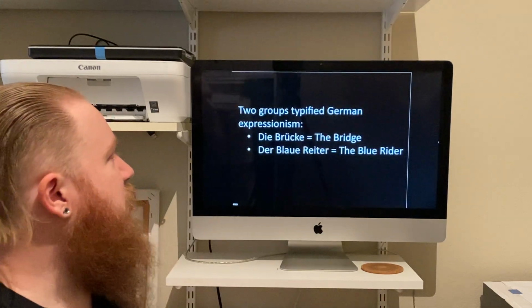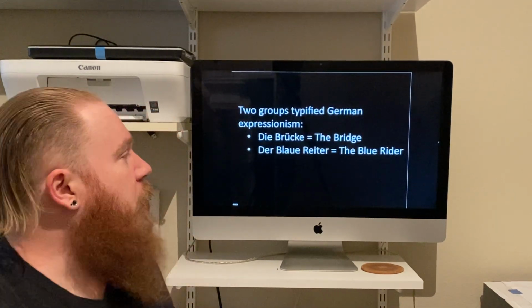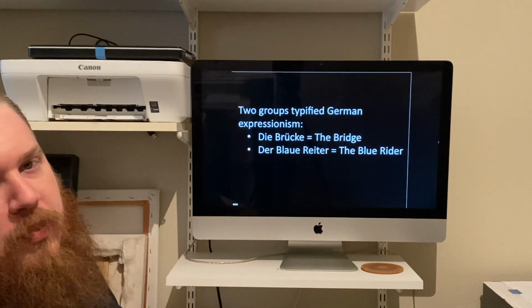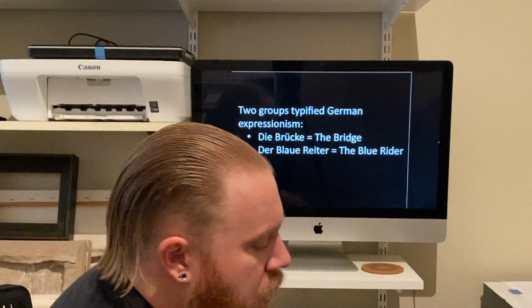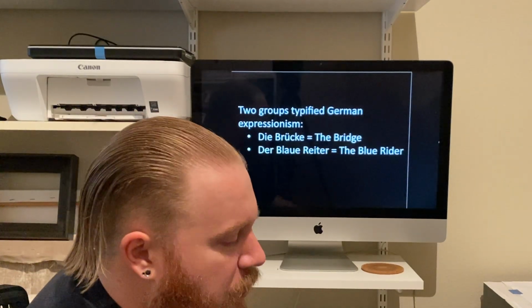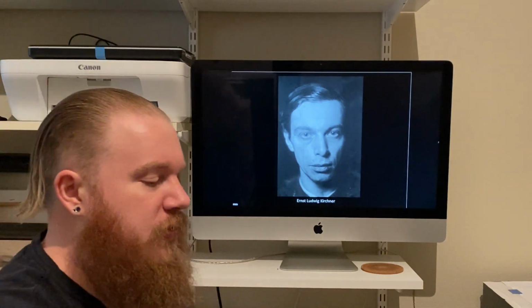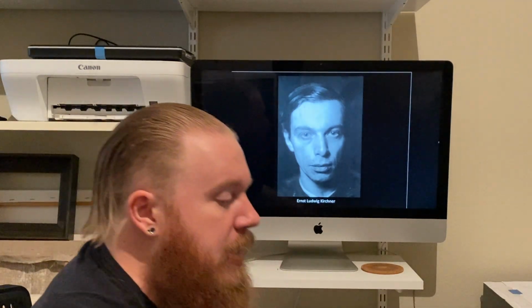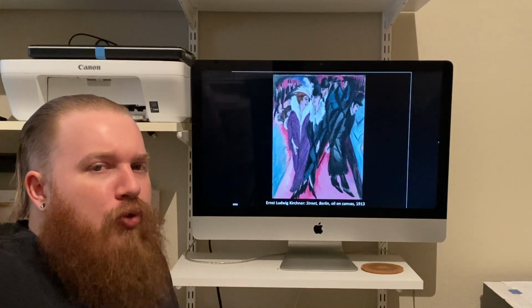So within German Expressionism, two major groups kind of develop, and the first would be Die Brücke, or the Bridge, and Der Blaue Reiter, or the Blue Rider. We're going to start with Die Brücke, or the Bridge, which is largely developed by this individual, Ernst Ludwig Kirchner. Here we can see one of his typical Die Brücke paintings.